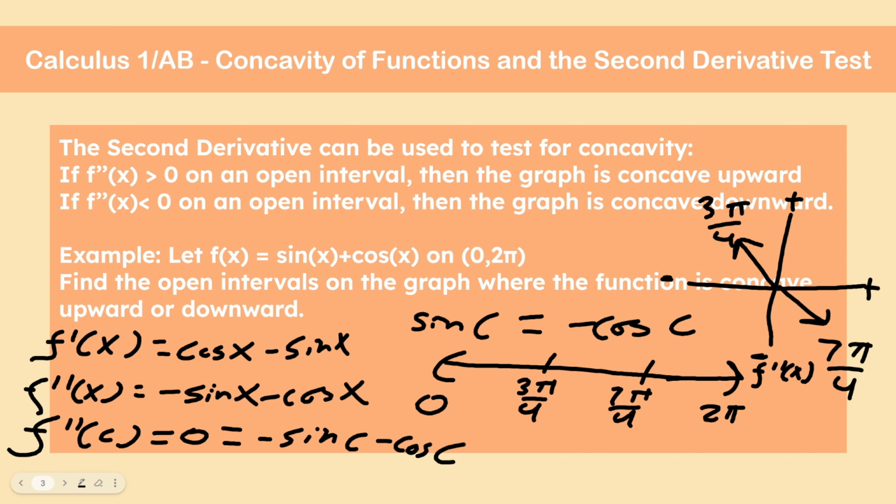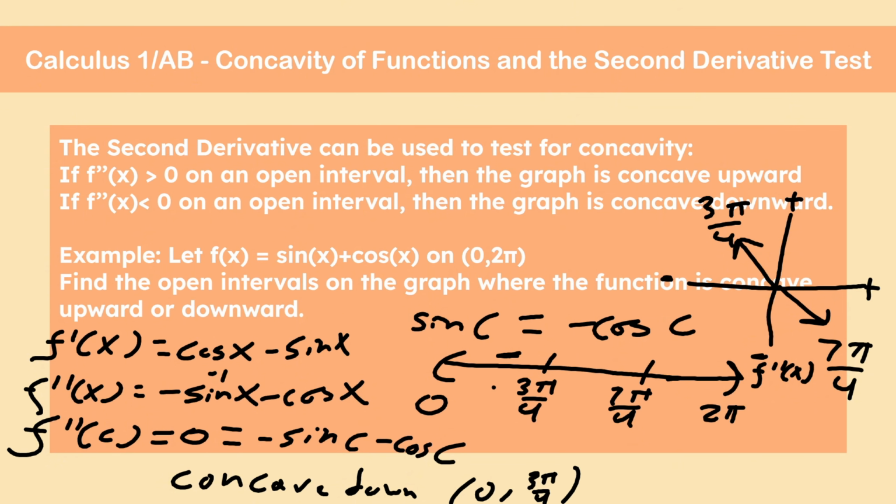So negative sine pi over 2: sine pi over 2 is 1, so we're going to get negative 1. Cosine pi over 2 is 0, so we're left with negative 1, which is less than 0, which means that this is negative. So the second derivative is negative here, which means that the graph is concave down from 0 to 3 pi over 4. So on this interval, it's concave down.